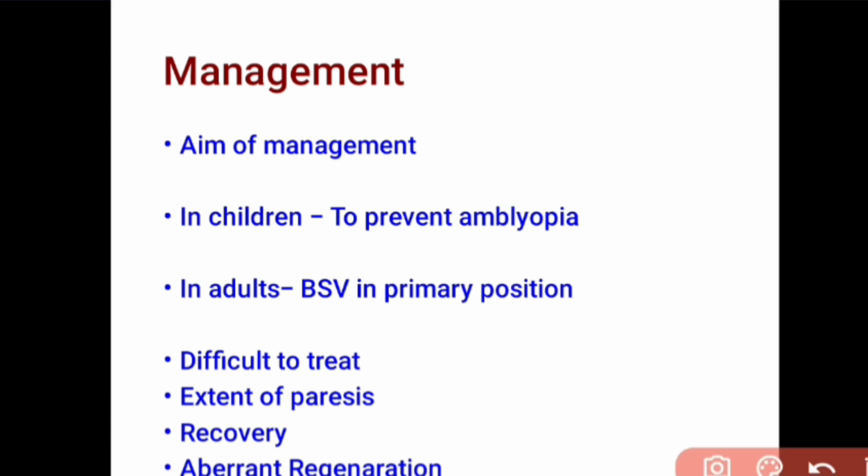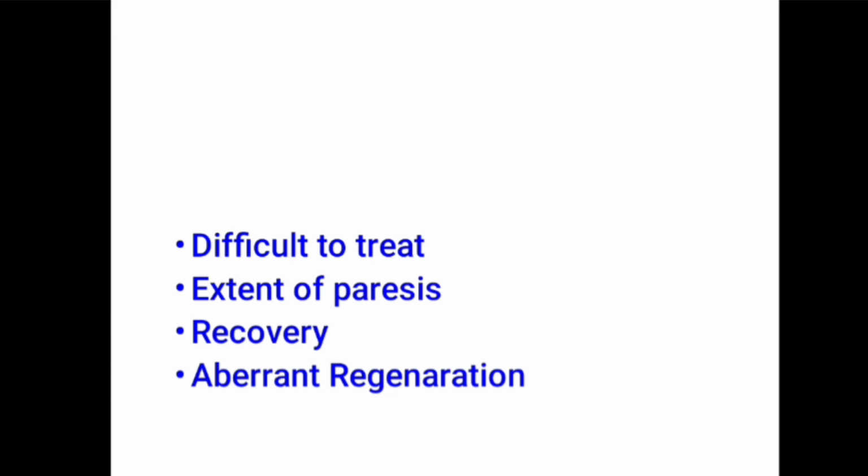The aim of management of third cranial nerve palsy depends upon the age of the patient. In children, the main aim is to prevent amblyopia, whereas in adults it is to achieve binocular single vision in the primary position. Third cranial nerve palsy is very difficult to treat. That depends upon the extent of the paresis, how much is the recovery, and whether there is any aberrant regeneration.